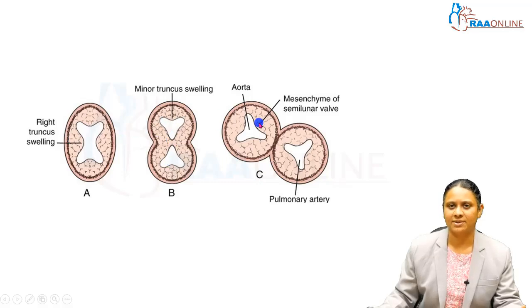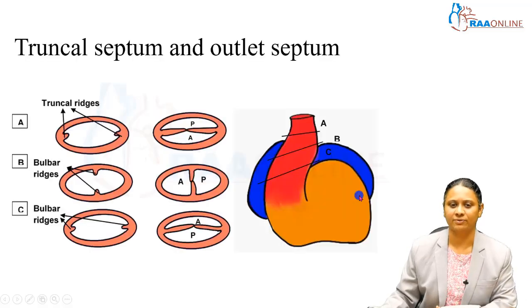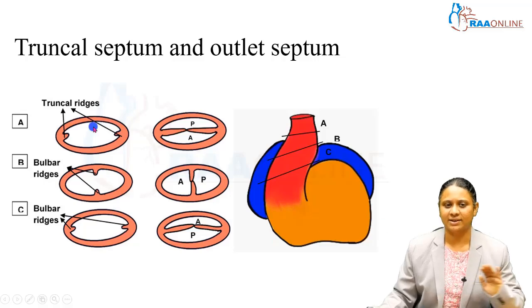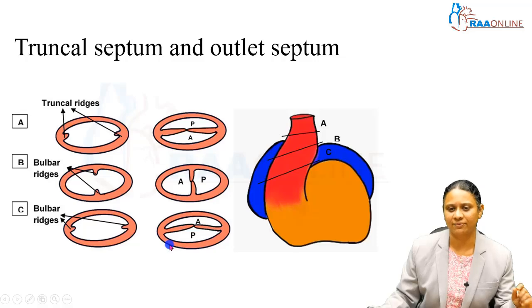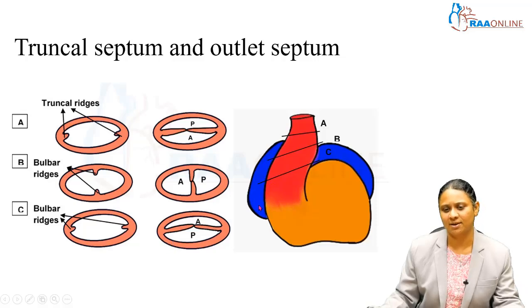The one which develops on the right and posterior side is the aorta, and the one which develops on the left and anterior side is the main pulmonary artery. So this is the valve and this is the mesenchyma, the soft tissue of the semilunar valves. So this is the normal development of the truncus. You can see the truncal septum and the relation of aorta and pulmonary artery at different levels of the truncus. So this is originating from the ventricular outlet to the truncus.